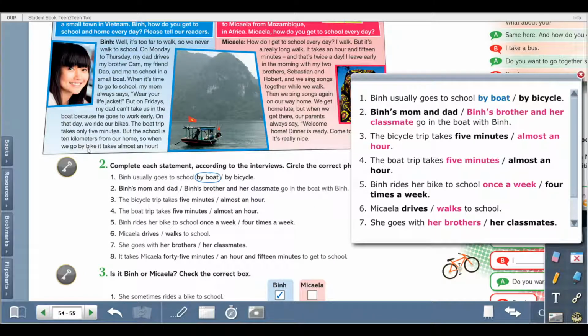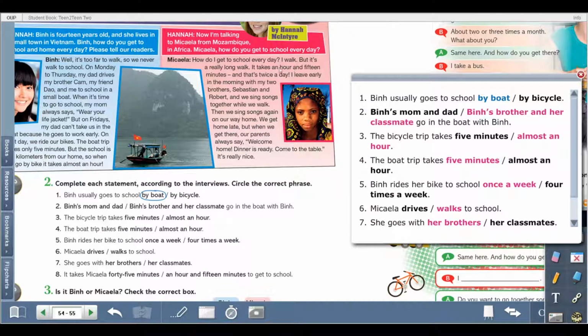Bin. Okay, look at here. On Fridays. Rides her bike to school once a week, because just on Fridays her father does not take them to school by boat. Okay, Michaela drives or walks to school. We see that she takes a long walk to school. Walk. So we say walks to school.